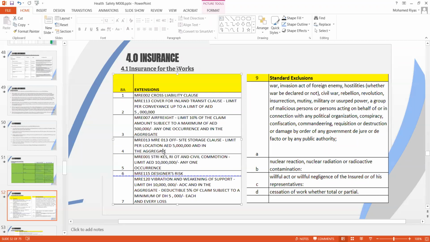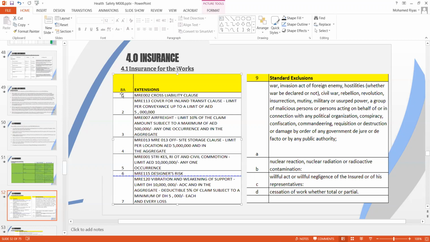Then we have a site storage clause, because usually CAR covers your complete works, which is the site already under build plus material and plant, but off-site there might be storage, so you can have a cover on this with the extension clause. Then usually riot, strikes, civil commotion are all excluded in the CAR, but with an extension you can limit this with the amount and probability of having secured certain potential risk if you have a riot at site. So these are possible extensions, like MRE 001.